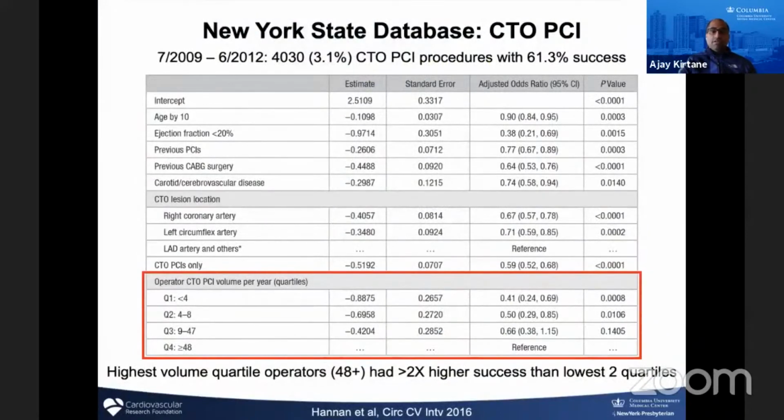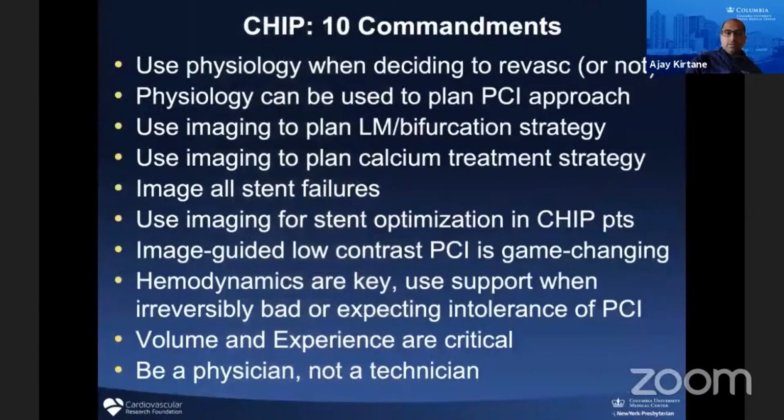And the same thing is true with CTOs. This is data from the New York State Registry showing that CTO operator experience was associated with outcomes in CTO PCI. The following thing I'll say is you want to be a physician, not a technician. And that's really, really critical when you're talking about how to do these types of cases, because sometimes you need to not do the case.